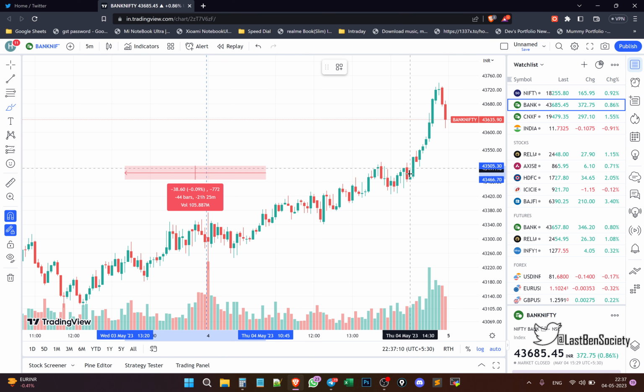So in this up move, these 1, 2, 3, 4, 5, 6, 7 candles, I lost all the profits and then I ended up in red. I'll show you the P&L a little while later.